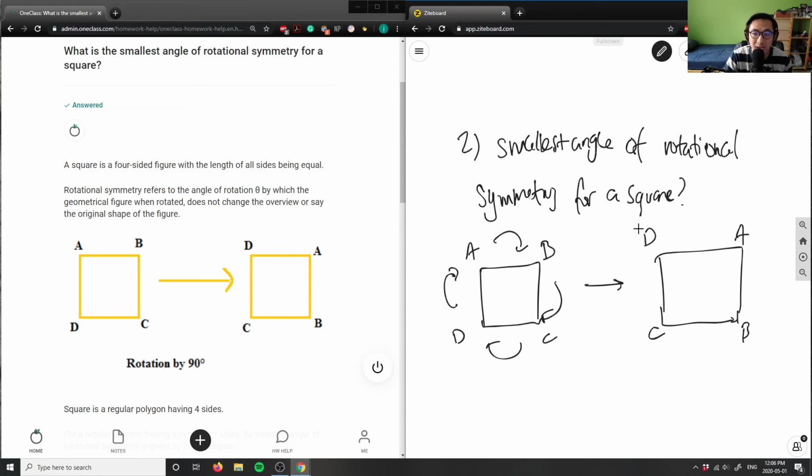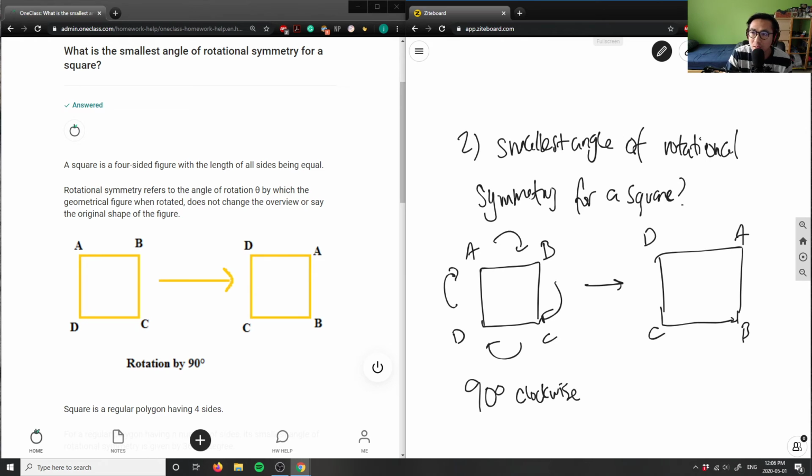So what is the smallest angle of rotational symmetry for a square? In this case, we have to rotate it by 90 degrees, right? So A has to go to this one here, and D has to move up, right? So if I'm moving up by 1, I'm shifting it 90 degrees clockwise here. So I'm rotating it by 90 degrees clockwise here.